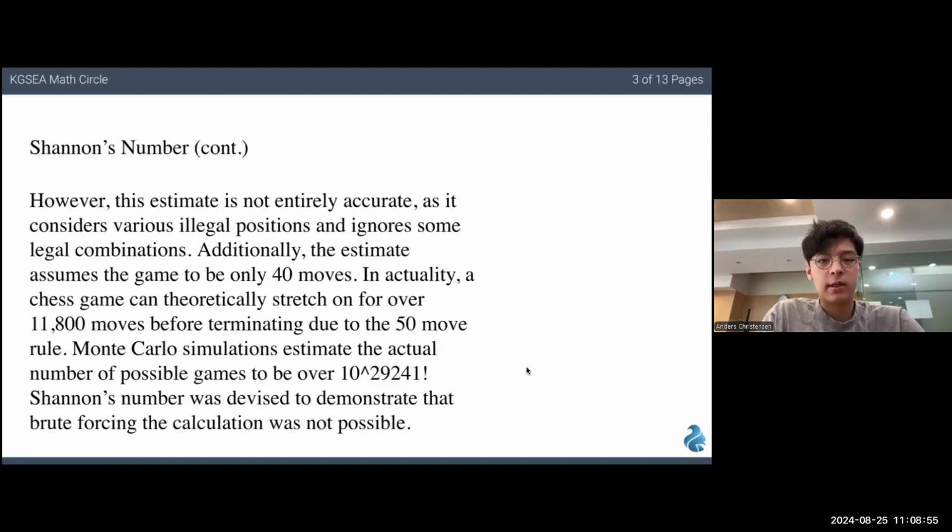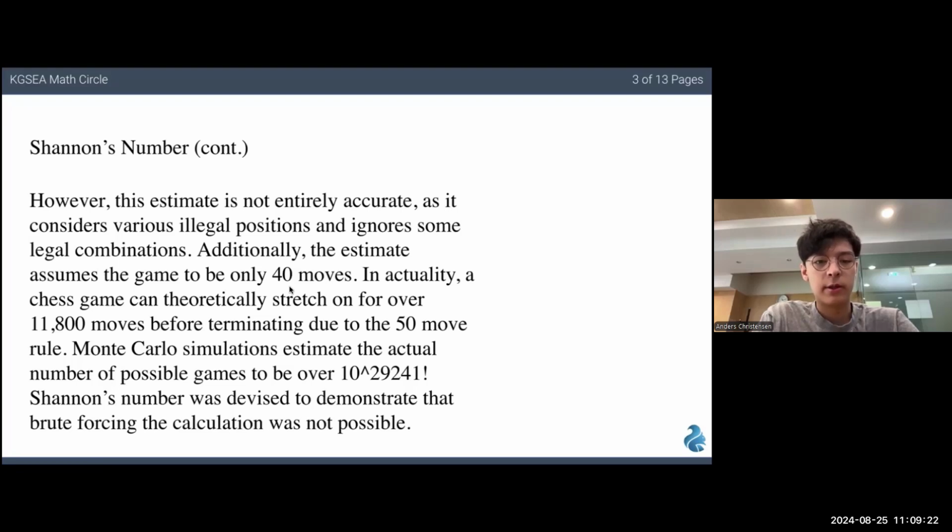This estimate's not entirely accurate, however, as it considers various illegal positions and ignores some legal combinations. Additionally, the estimate assumes the game to be only 40 moves. However, in actuality, a chess game can theoretically stretch on for over 11,800 moves before terminating due to the 50-move rule, where if both players do not move any major pieces in 50 moves, it is called a draw.